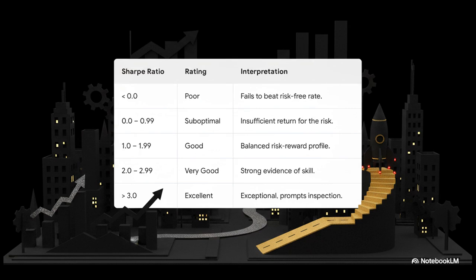Anything below 0 is just plain poor. You literally would have been better off just sticking your money in a safe treasury bill. Anything less than 1 is usually seen as suboptimal. Yeah, you made money, but you weren't really paid enough for the bumps you had to endure. That sweet spot, what a lot of really high-quality funds aim for, is somewhere between 1 and 2. Once you start getting above 2, you're looking at some seriously strong performance. And above 3, that's exceptional. So exceptional, actually, that it usually makes analysts want to pop the hood and see what's really going on.